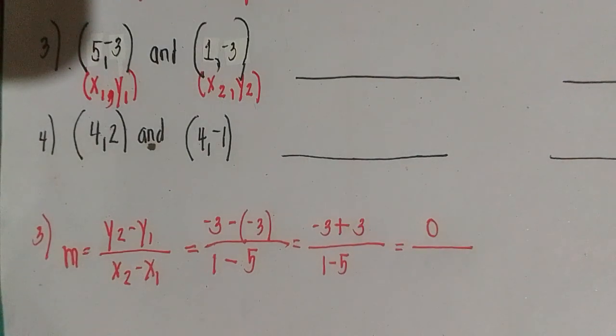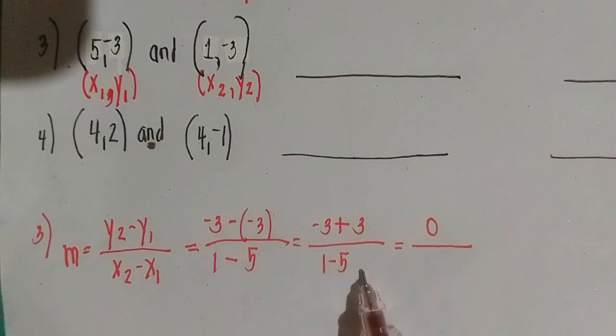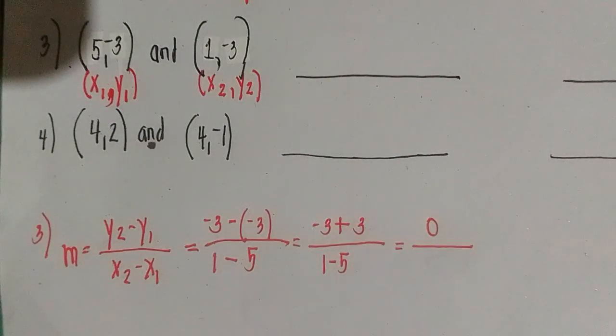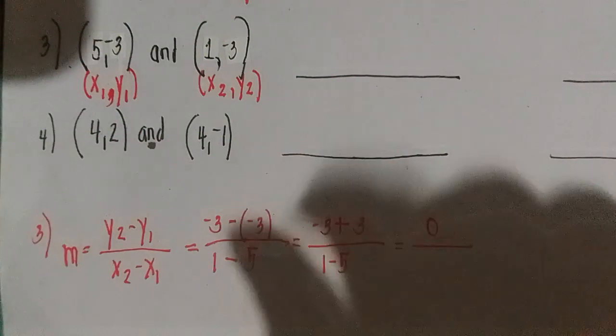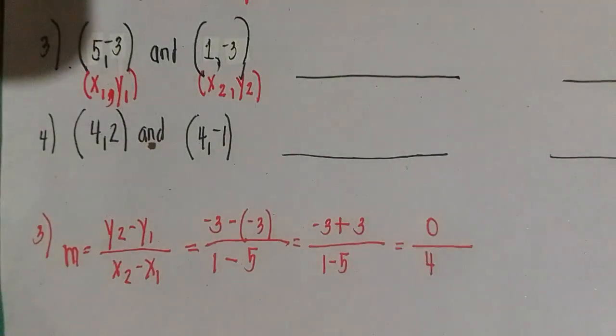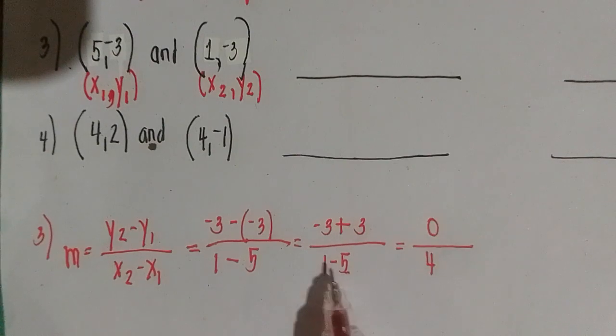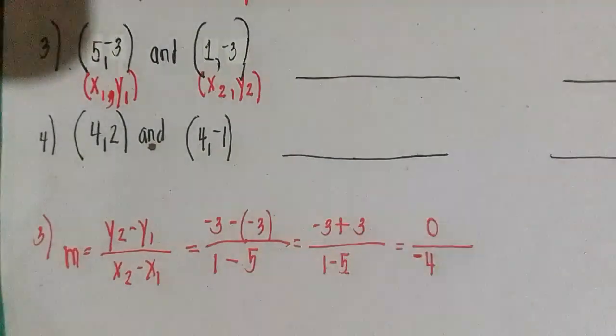Okay? Proceed to the denominator. We have 1 minus 5. 1 is positive. 5 is negative. They do not have the same sign. So what we do is subtract. Subtracting 1 from 5, that is 4. And then, what about the sign? Which do we follow? We follow the one with the greater value, which is 5. Here, the sign of 5 is negative. So, we will follow the negative sign.